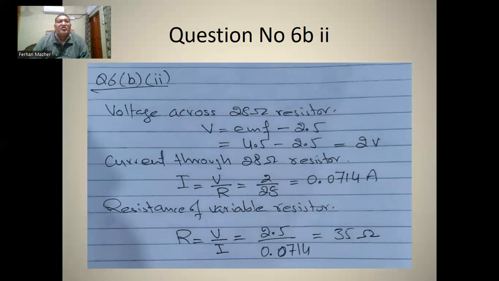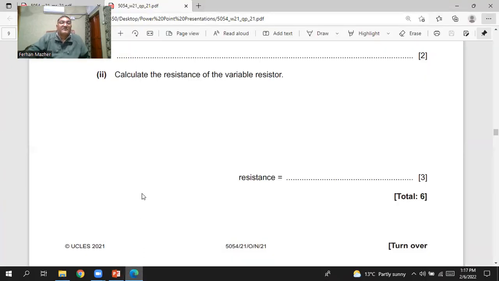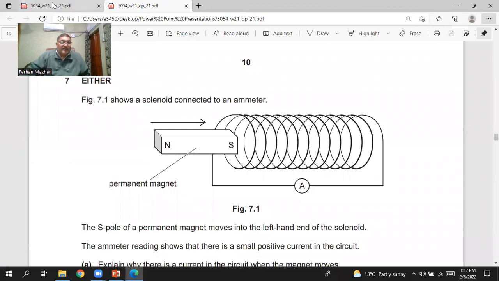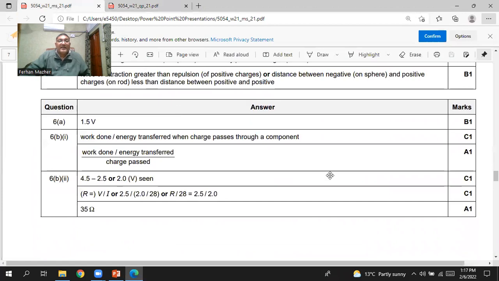That will be equal to 2.5 divided by 0.0714, and the answer will be 35 ohm. So the resistance of the variable resistor is 35 ohm. So this is how you do this numerical. Hopefully you understand. So we are done with question number 6. Let's take some time, and here we go.